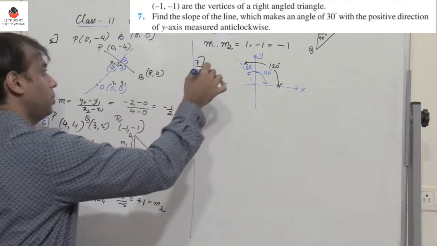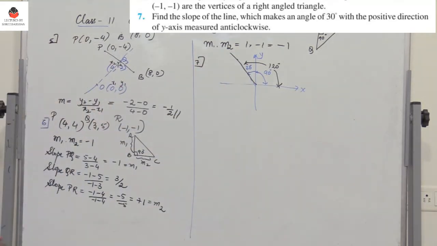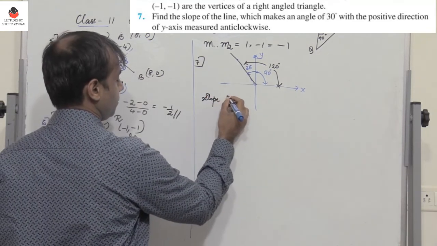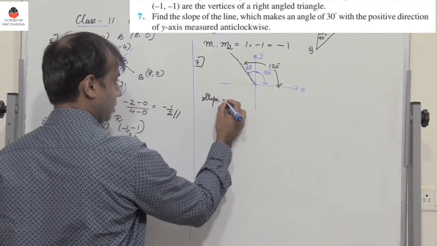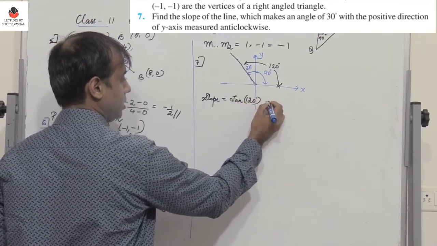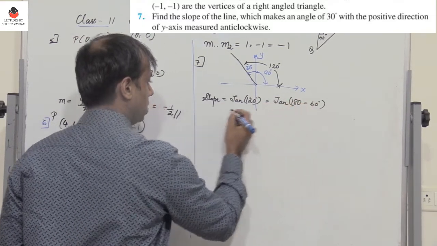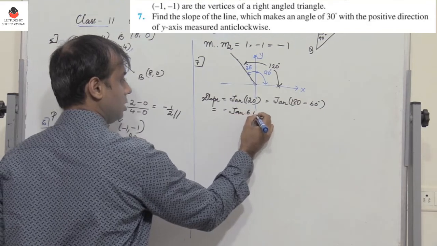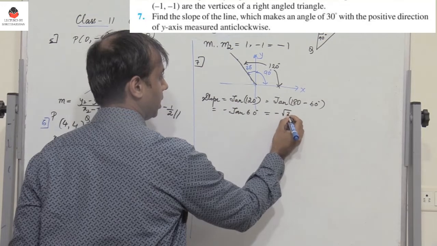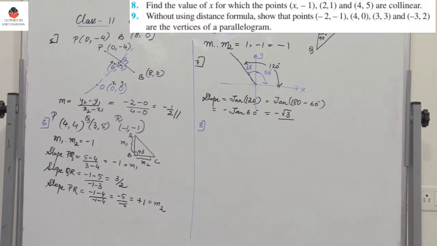So I need to find the slope of this line. So what is the slope? So we know that slope is tan theta. So the slope of the line is going to be tan theta, which is tan 120 degrees, which is going to be tan of 180 minus 60 degrees. So you get minus tan 60 degrees. So we know that tan 60 is root 3 with a negative sign here. So this is going to be minus root 3. A very simple problem.